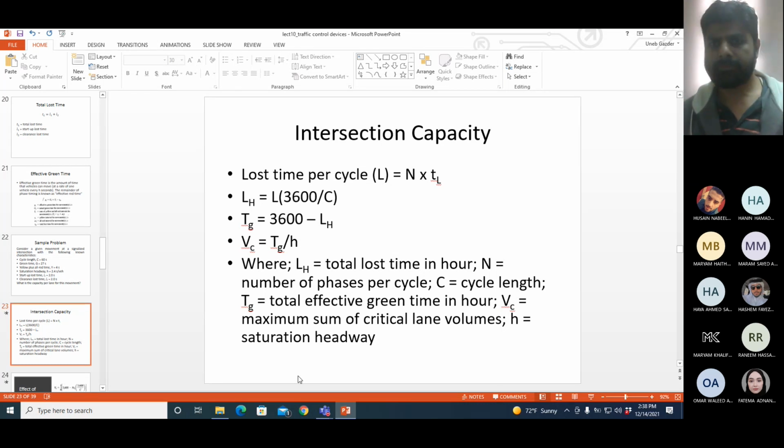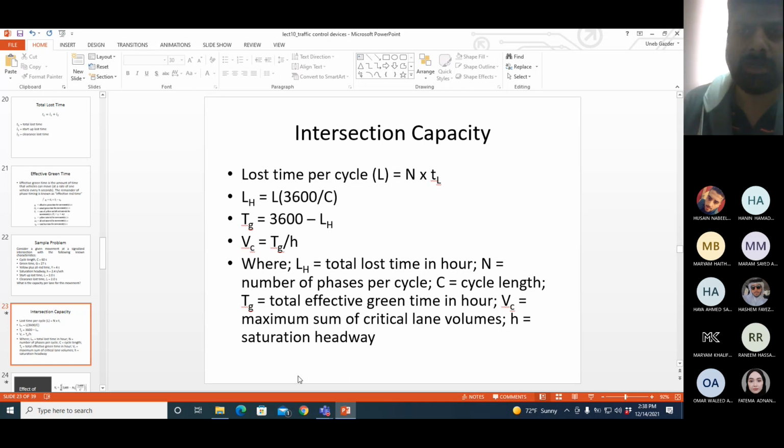For every approach, calculate the capacity, and then you add them together. This can be done, but obviously it will take more time. Why don't we develop one equation which will give us the entire capacity with one set of calculations? To do that, we will be using these terms.